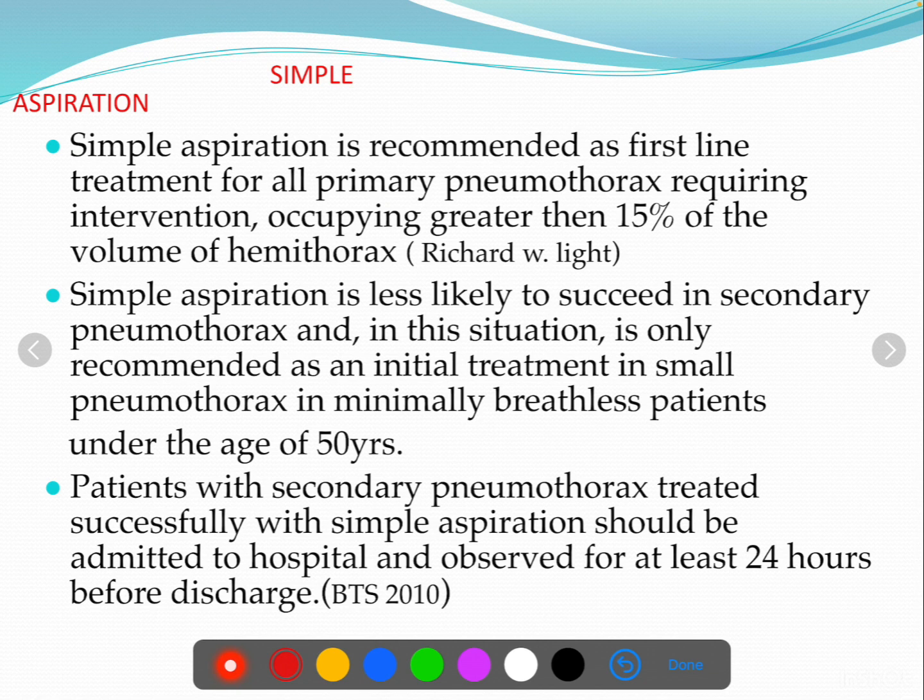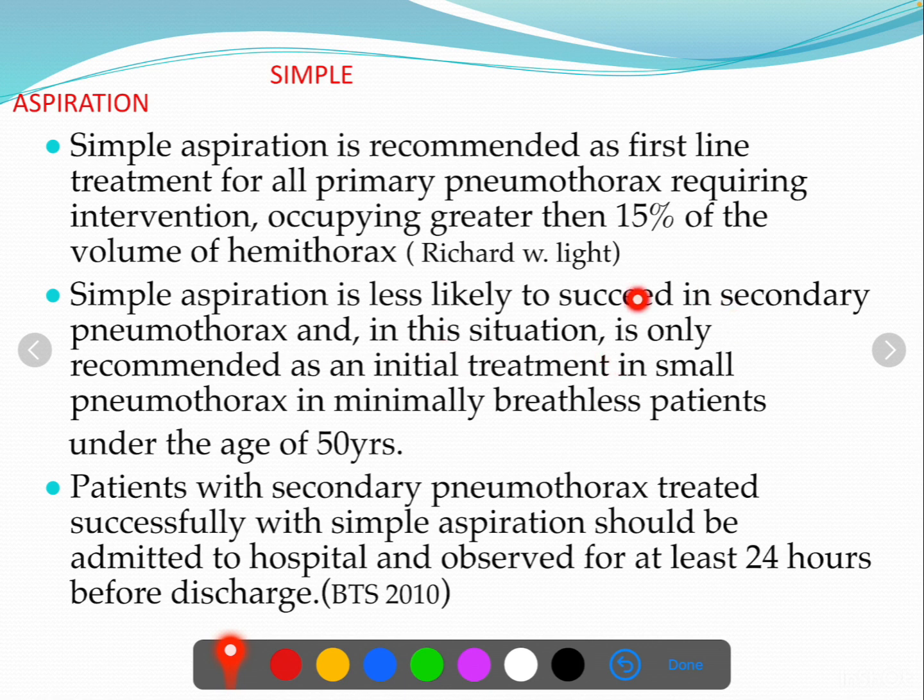Then comes aspiration. So what is simple aspiration? Simple aspiration is recommended as the first line treatment for all primary pneumothorax requiring intervention occupying greater than 15% of the volume of the hemithorax. If it is a primary pneumothorax, then we can do simple aspiration. Simple aspiration is less likely to succeed in secondary pneumothorax. So it is not beneficial in secondary pneumothorax, it is beneficial in primary pneumothorax only.